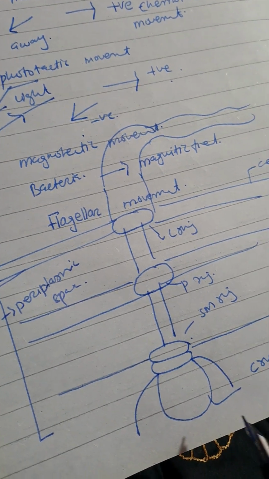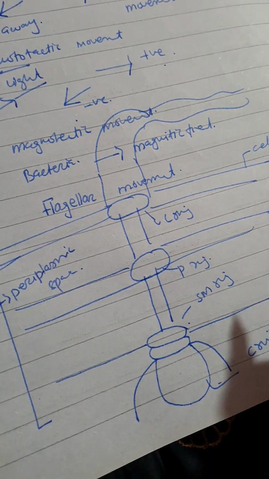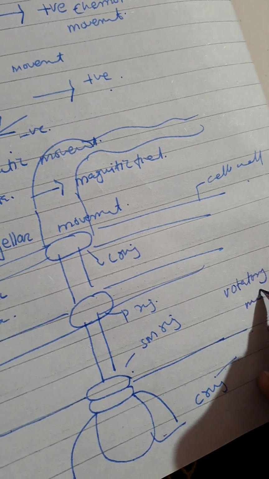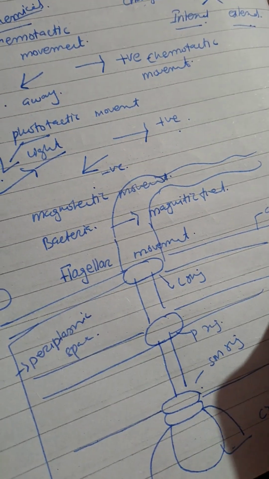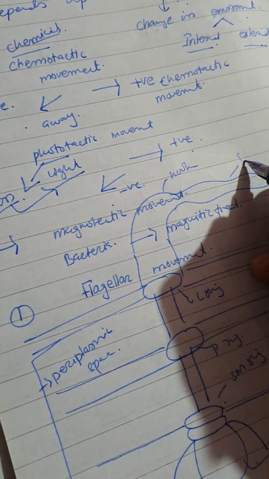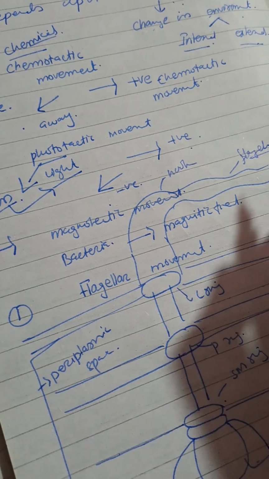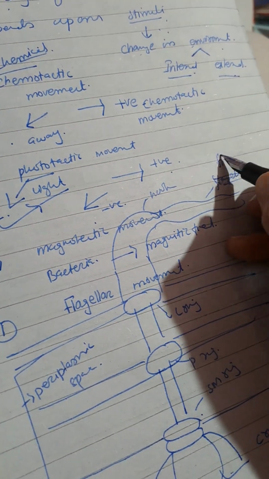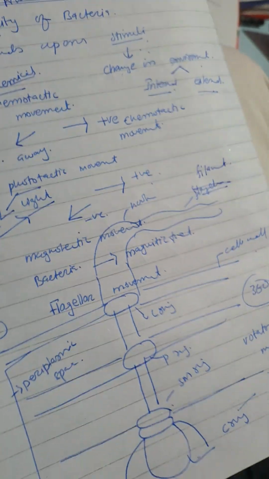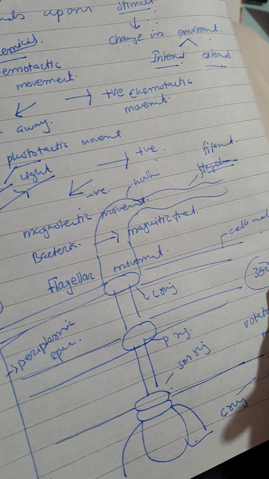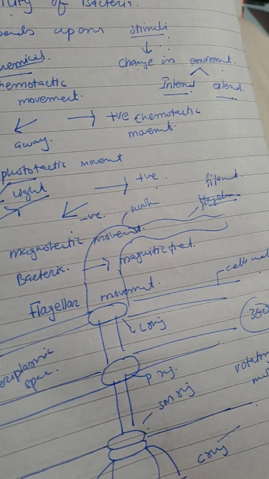So basically what happens, the C ring performs the rotatory motion. It moves in 360 degrees. And this is the hook, and this is the flagella. The flagella is divided into three parts. Basically this is the filament. So this is how the flagellar movement takes place, by the C ring.